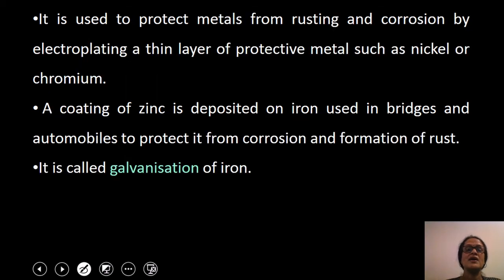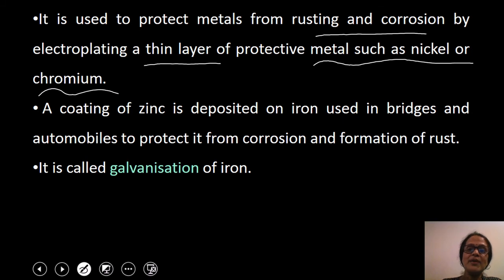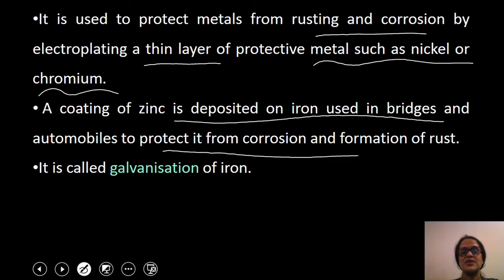Now, tin plating is used to protect metals from rusting and corrosion. So we can protect metals from rusting and corrosion by electroplating the metal with a thin layer of other metals such as nickel or chromium. A coating of zinc is deposited on iron, which is used in bridges and automobiles to protect it from corrosion and rust, and this process is called galvanization of iron.